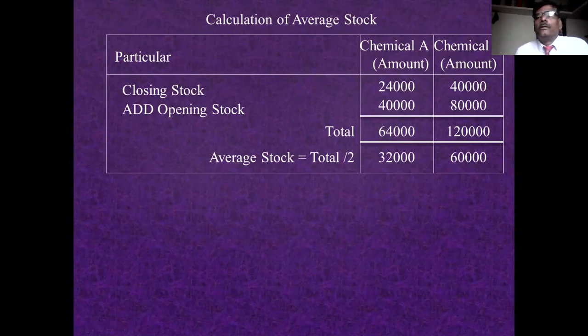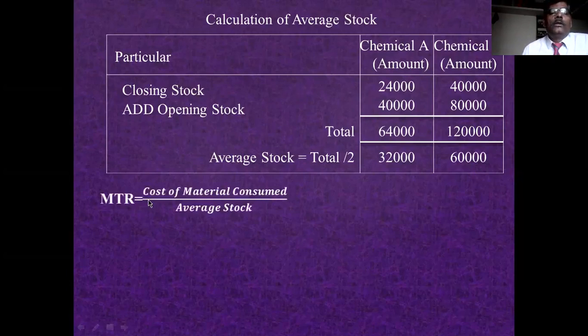The 2 points are clear. First requirement is material consumed. Second requirement is average stock. Now you write the equation and solve the question. Material turnover ratio is equal to cost of material consumed divided by average stock. So for A, 1,92,000 material consumed divided by average stock 32,000 is equal to 6 times.